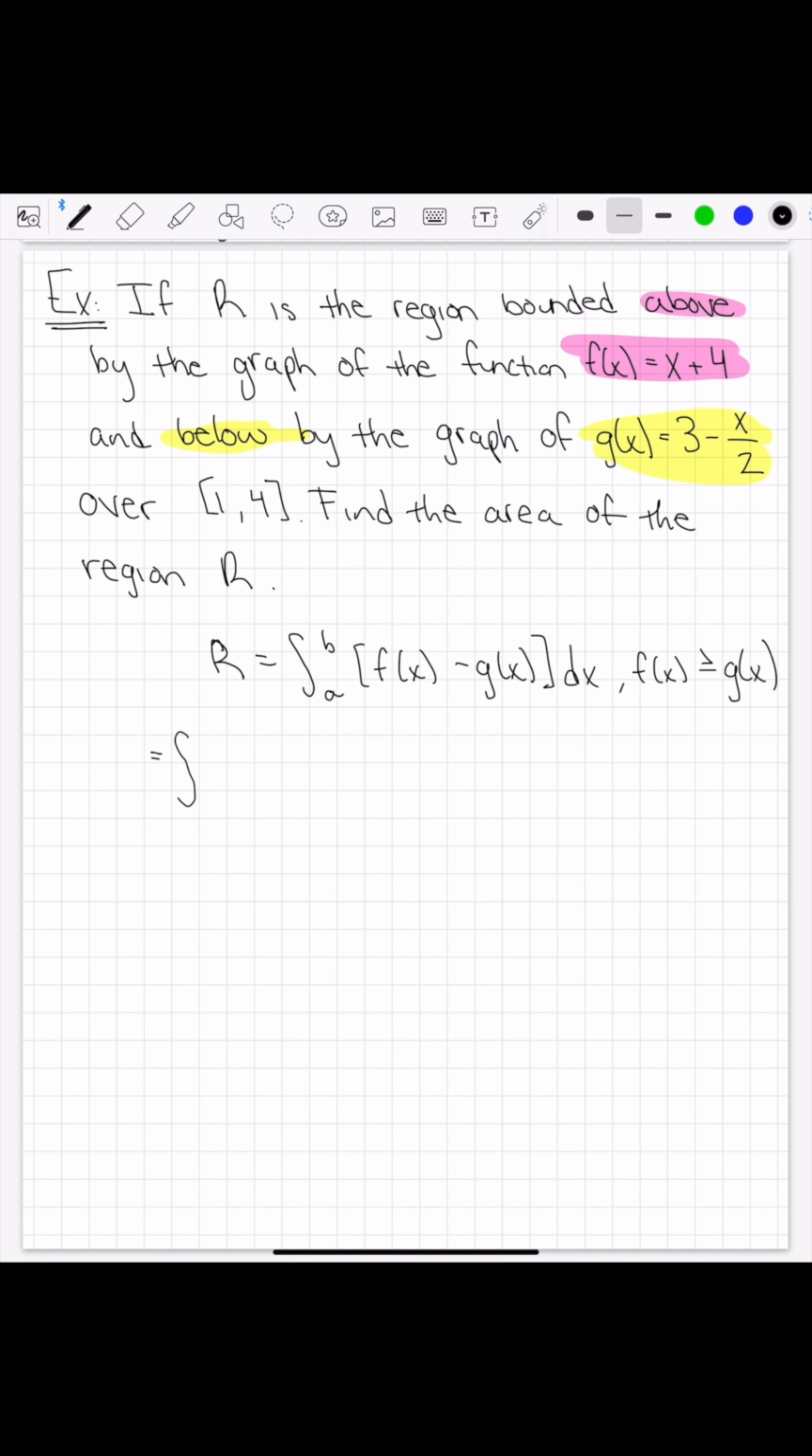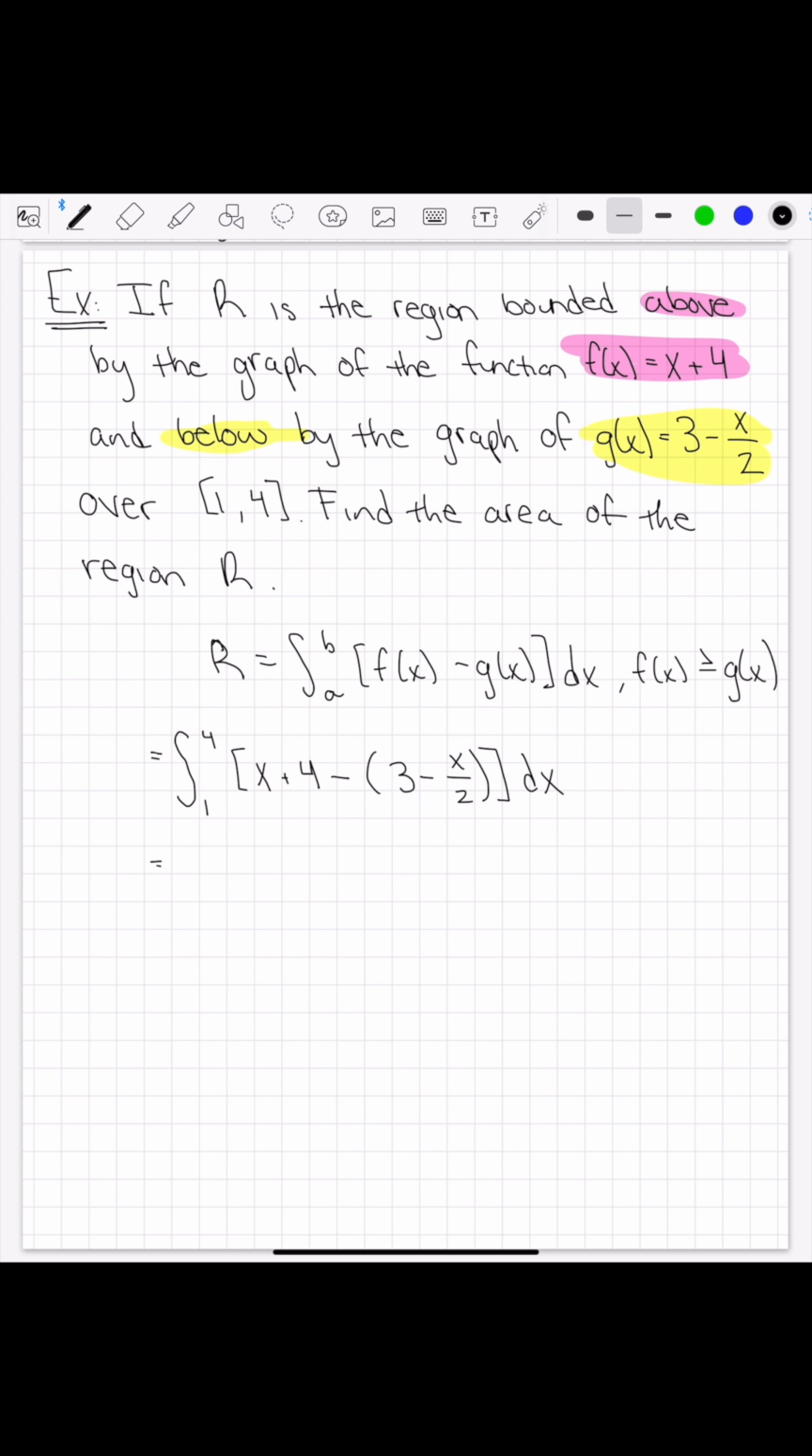So for us, we're going from 1 to 4, and then the above function we know is x plus 4, and then we're going to take away the bottom function and make sure you put it in parentheses so you don't mess up the signs, because you're subtracting the entire function. You're not just subtracting 3 and then the rest. Okay, so that's how we set it up.